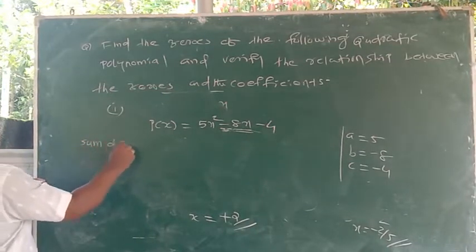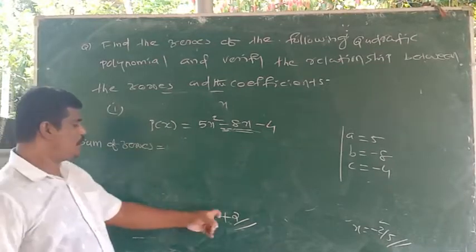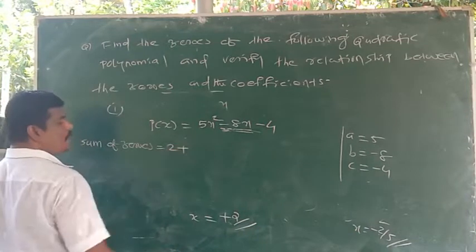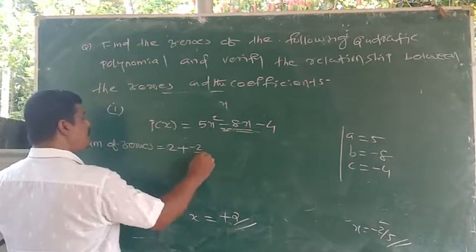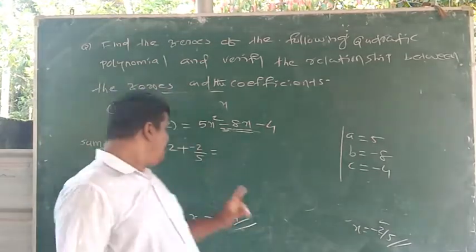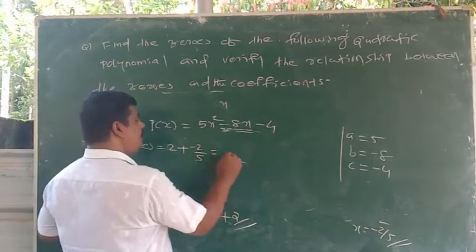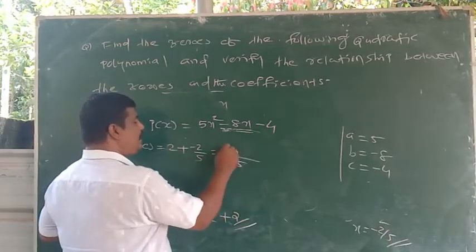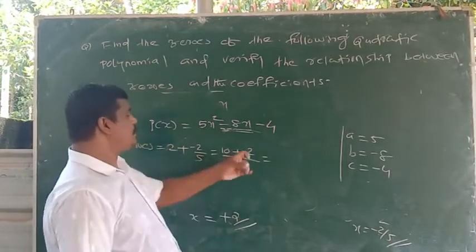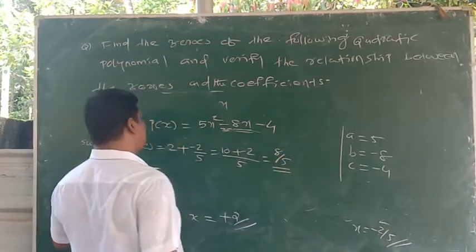Sum of zeros is equal to, first you add the zeros. The zeros are first zero 2 plus second zero minus 2 by 5. Add these two using the cross multiplication method. Here the denominator is 1, so 1 into 5 is 5. Then cross: 2 into 5 is 10, plus 1 into minus 2 is minus 2. That is 10 plus minus 2, which is 8. 8 by 5 is the sum of zeros.